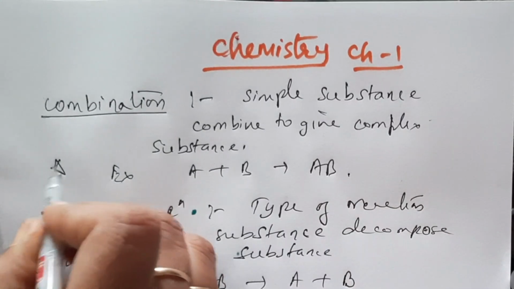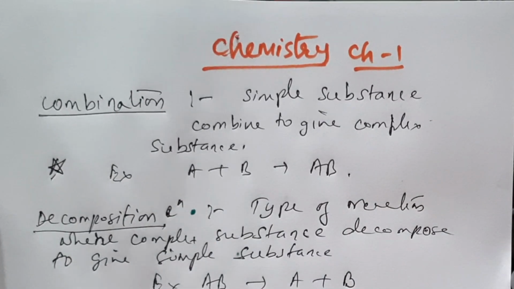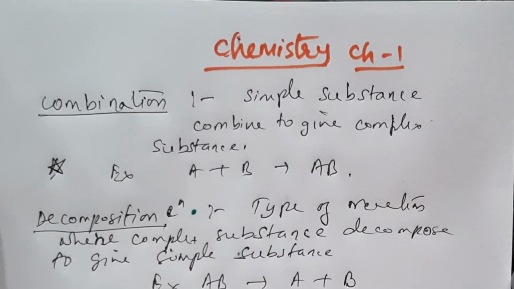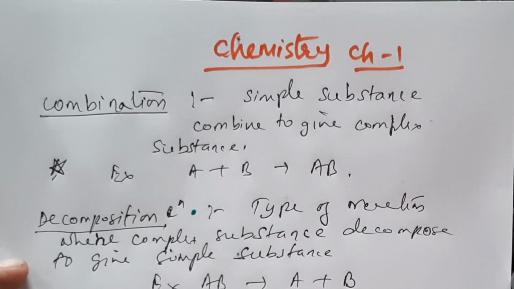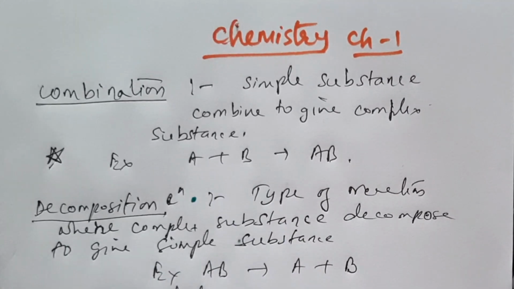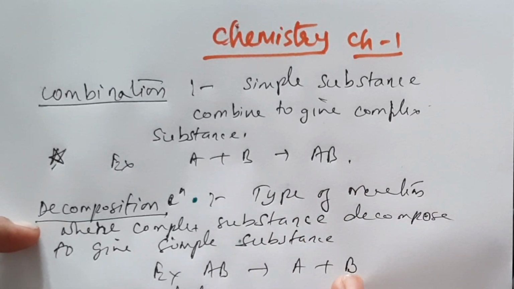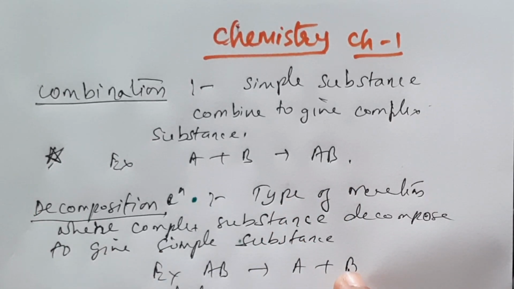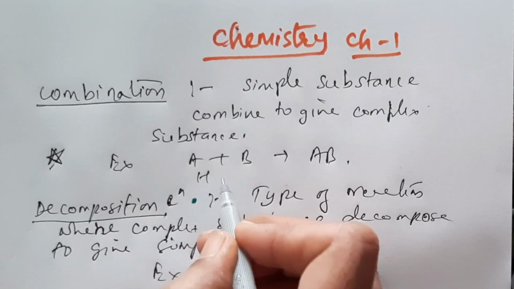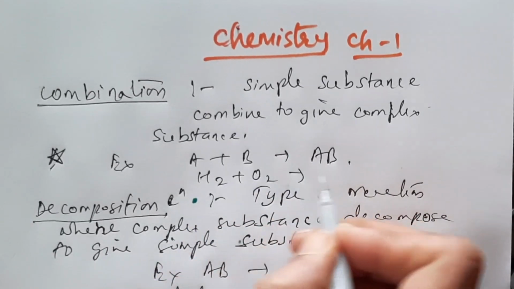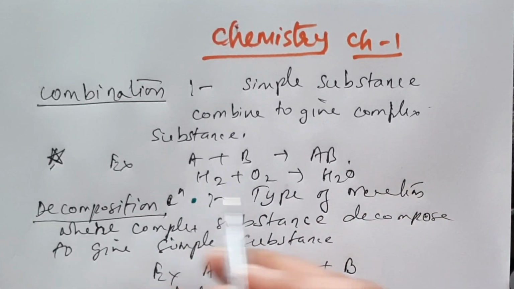So the same question they can ask: write the difference between combination and decomposition reaction. When they ask for difference between, first we write the definition and second the example. You can write the example in a better way. Like here, combination reaction: hydrogen plus oxygen will combine to give water. We need to balance also.